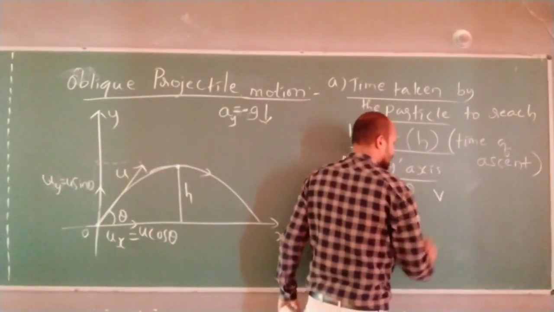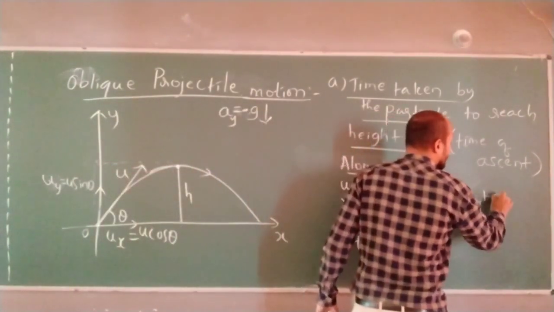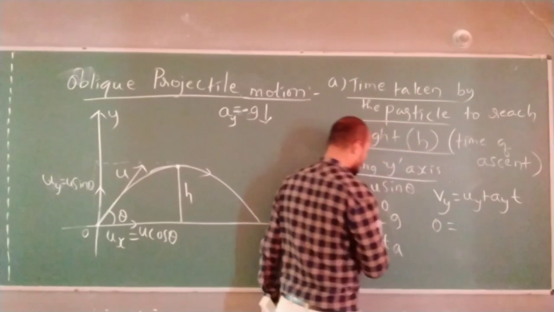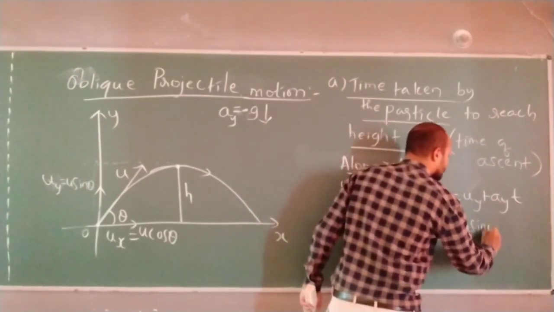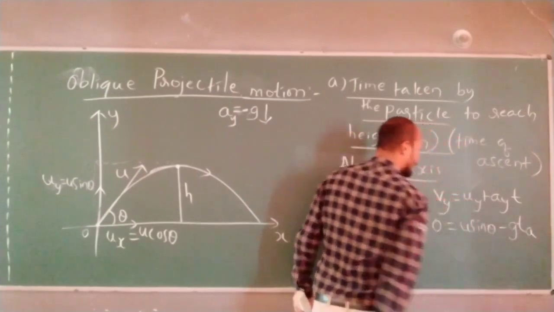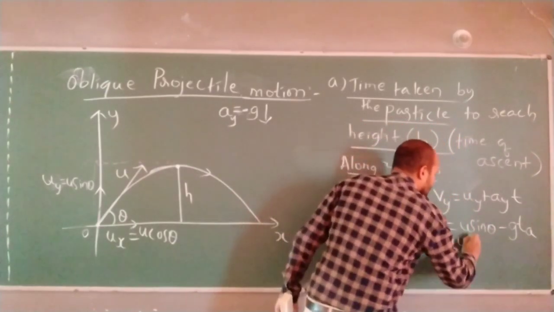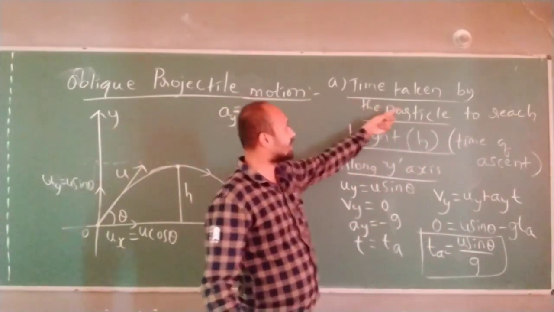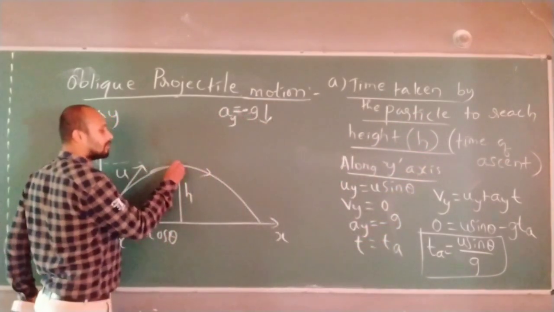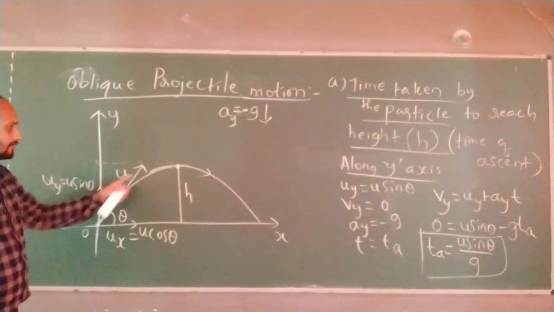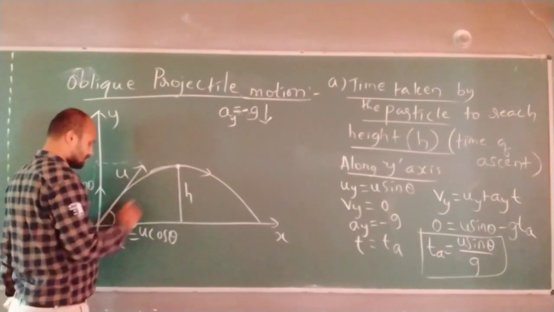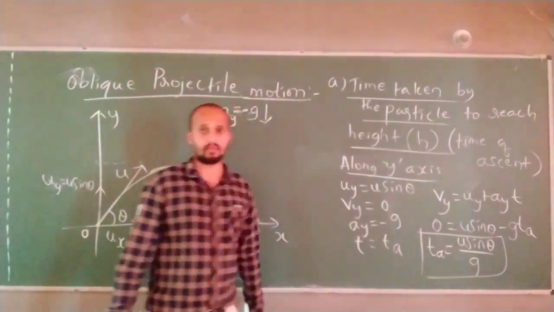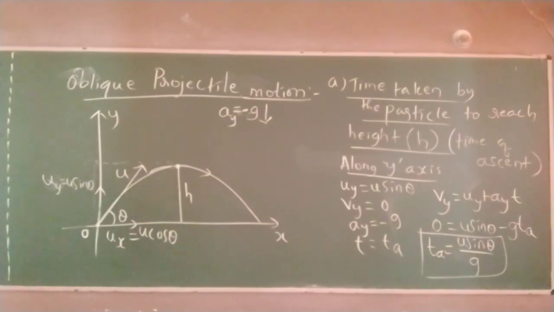From this, we know that vy is equal to uy plus ay into t. If I substitute these values, you are going to get 0 is equal to u sin theta minus g ta. Or ta is equal to u sin theta divided by g. This is the time of ascent, or the time taken by the particle to reach maximum height. Got it now?